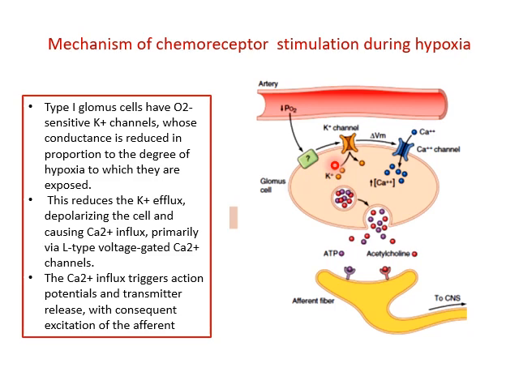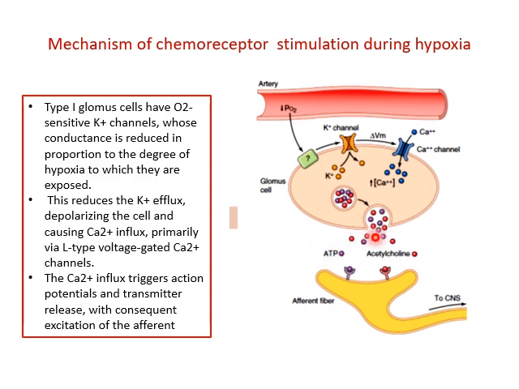Because the efflux of potassium is declining here, and as a result of this decline in the efflux of potassium ions, there will be depolarization, and this depolarization will lead to the activation of L-type voltage-gated calcium channels. And once calcium ions enter the cells, it causes the fusion of these vesicles, which are located within the glomus cells, and eventually the release of the neurotransmitter via exocytosis.